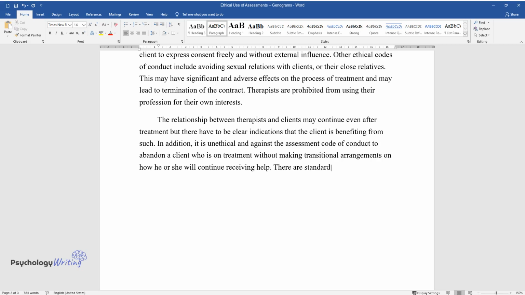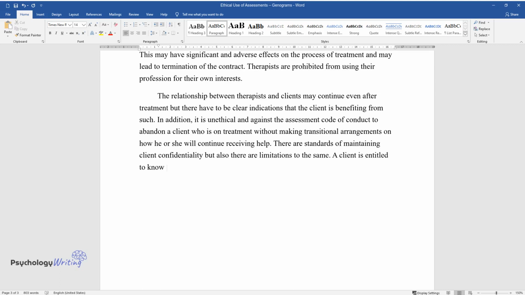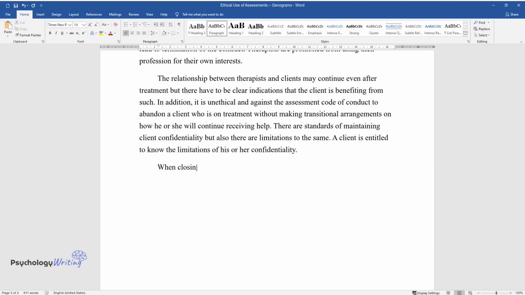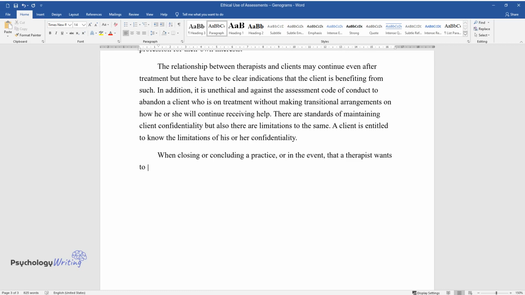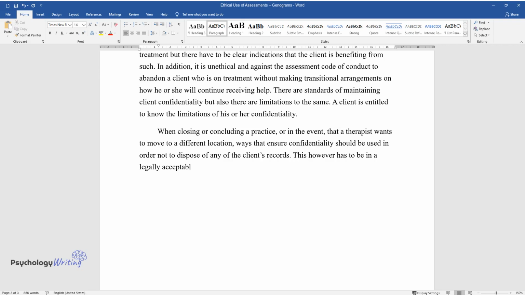There are standards of maintaining client confidentiality, but also there are limitations to the same. A client is entitled to know the limitations of his or her confidentiality. When closing or concluding a practice, or in the event that a therapist wants to move to a different location, ways that ensure confidentiality should be used in order not to dispose of any of the client's records. This, however, has to be in a legally acceptable manner in a particular jurisdiction.